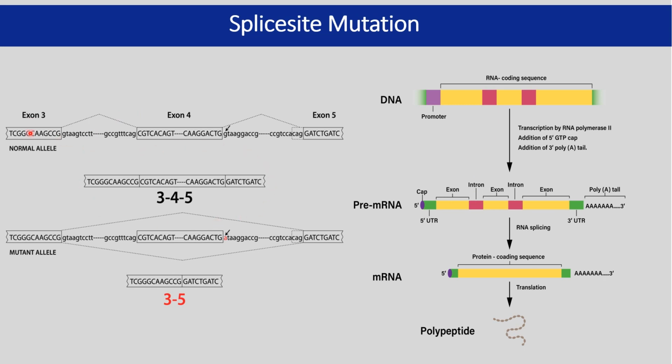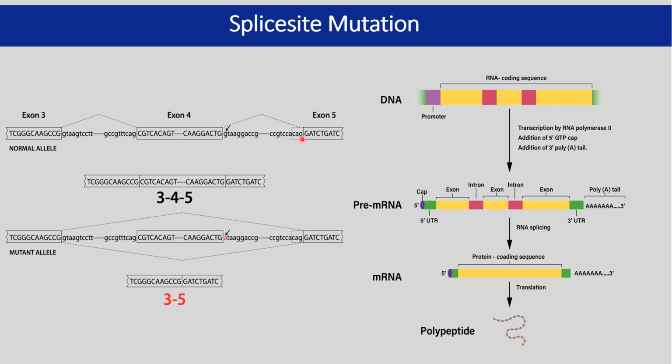Now suppose this is exon 3, this is exon 4, and this is exon 5, and in between there are introns, and intron splicing occurs. They have very specific sequences that can bring the splicing machinery to act, and this will have a donor site and an acceptor site. So suppose GT is the donor site here and AG is the acceptor site here. So due to certain times a mutation in the donor site, suppose this G is converted to A. So what will happen now?